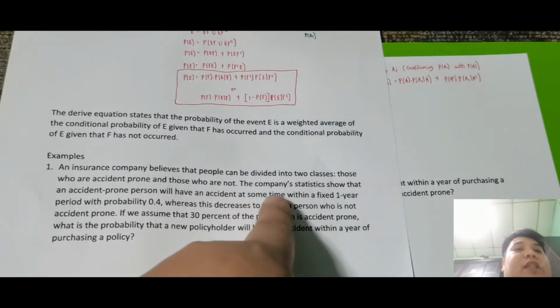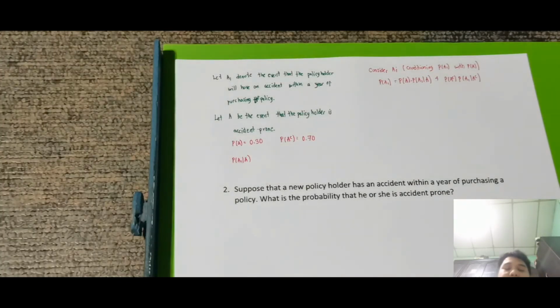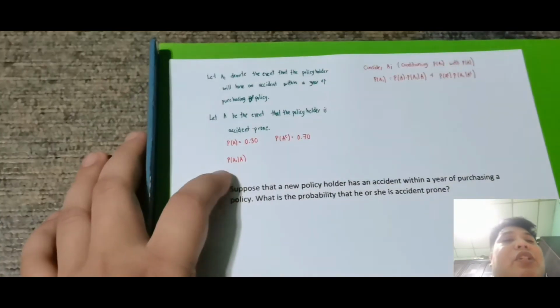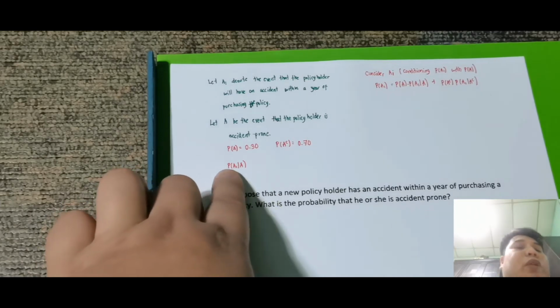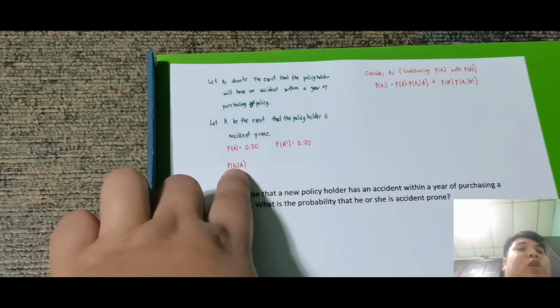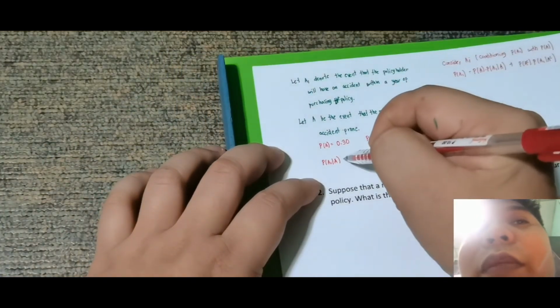magkakaroon siya ng aksidente at some time within 1 year with probability 0.4. So meaning ito yun. The company statistics shows that an accident prone person will have an accident within 1 year. Ito yun. So A sub 1 given that A has occurred, this is 0.4.